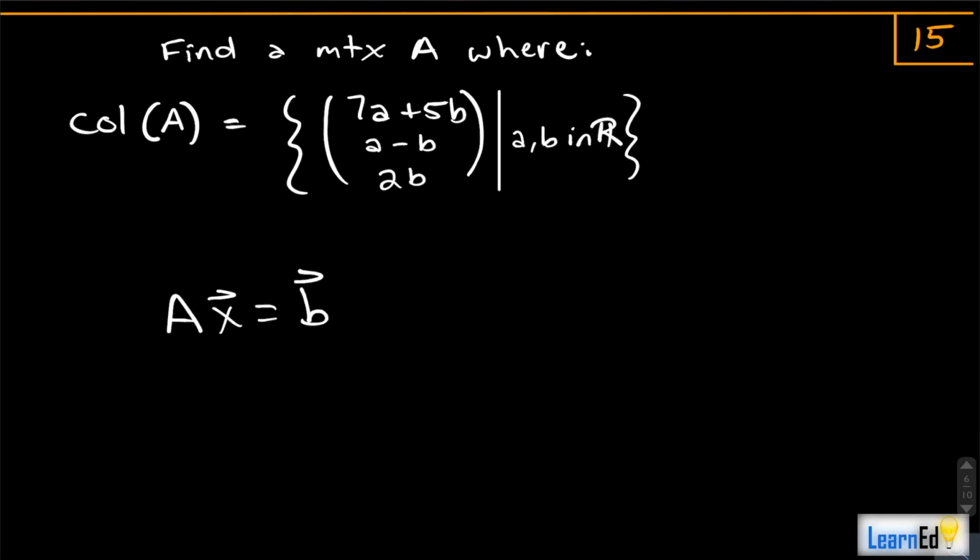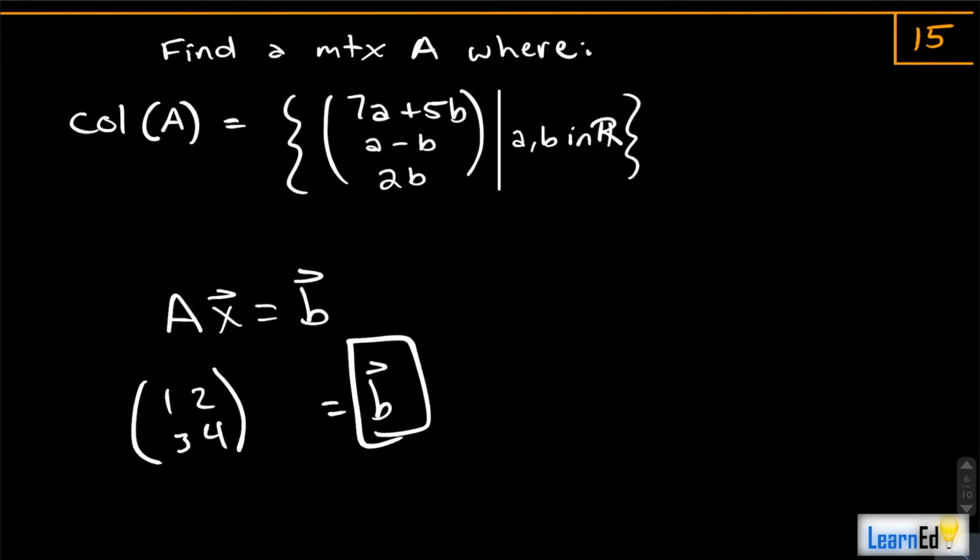Let's say we have the matrix equation AX equals B. Let's say we have an A that's 1, 2, 3, 4. The column space of A is basically represented by all of the possible B's that you can get here, right? Because it's represented by all of the possible linear combinations of A. Why does that make sense?